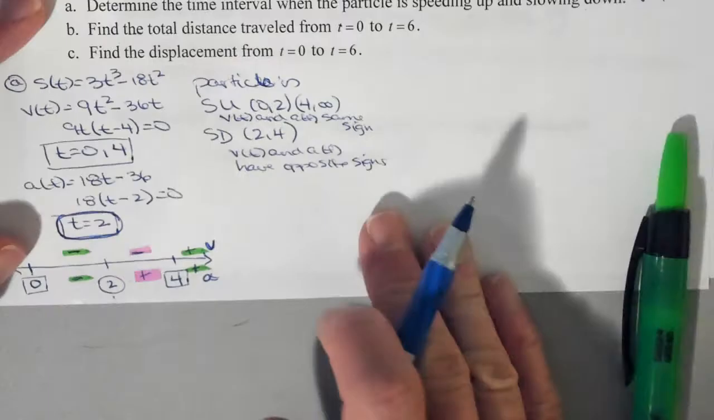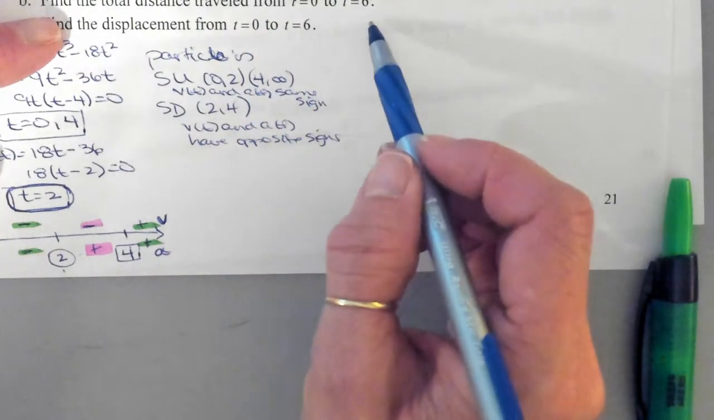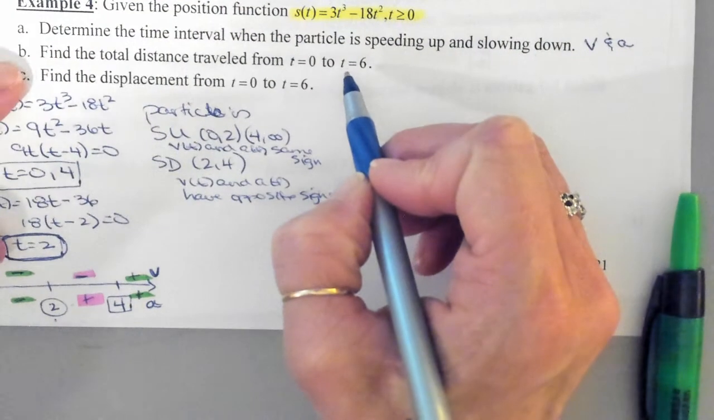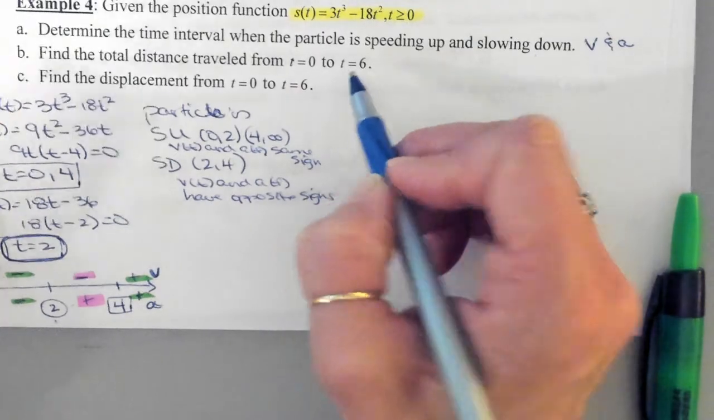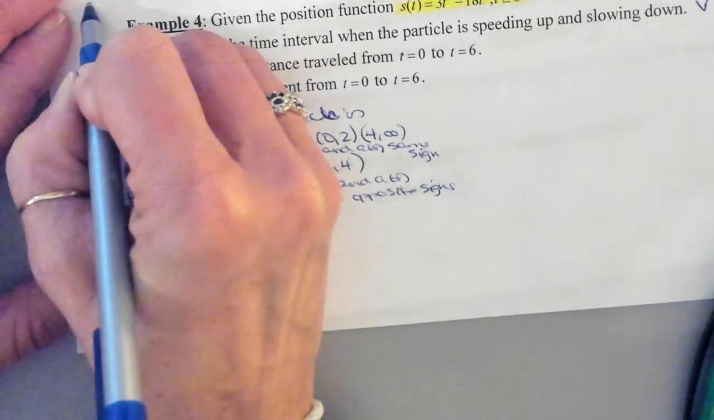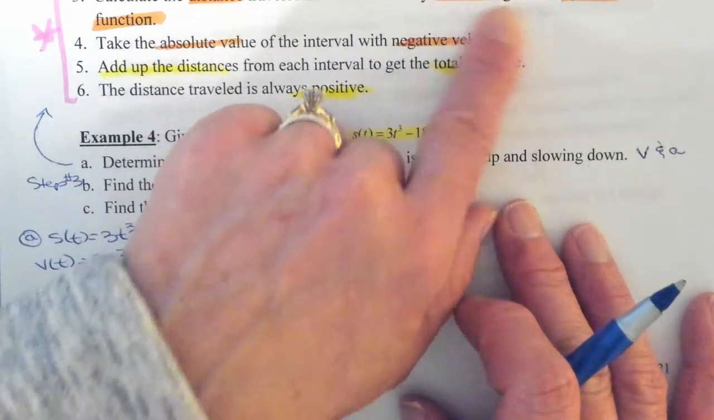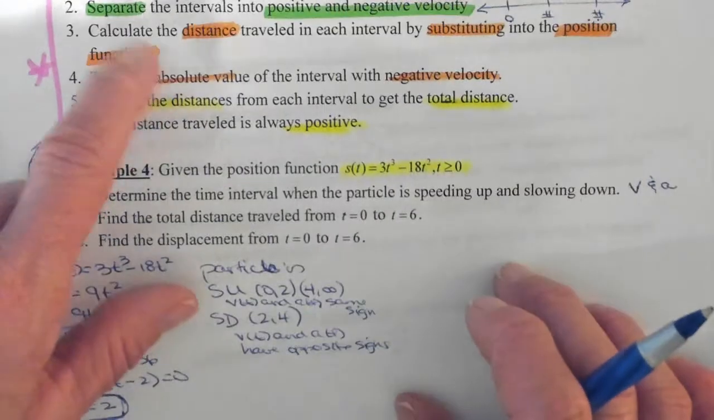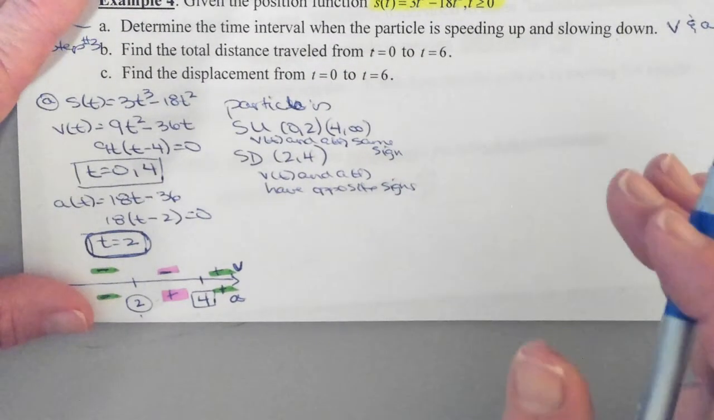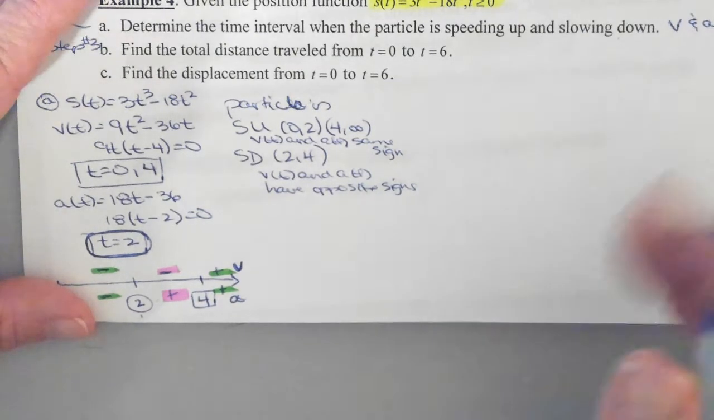In part B, we want to know the total distance traveled from 0 to 6. Do I use acceleration to determine any part of B? No. This goes back up to step 3. In step 3, it says calculate the distance traveled in each interval by substituting into the position function. We need to use our velocity to determine what's happening, like displacement. Well, total distance.